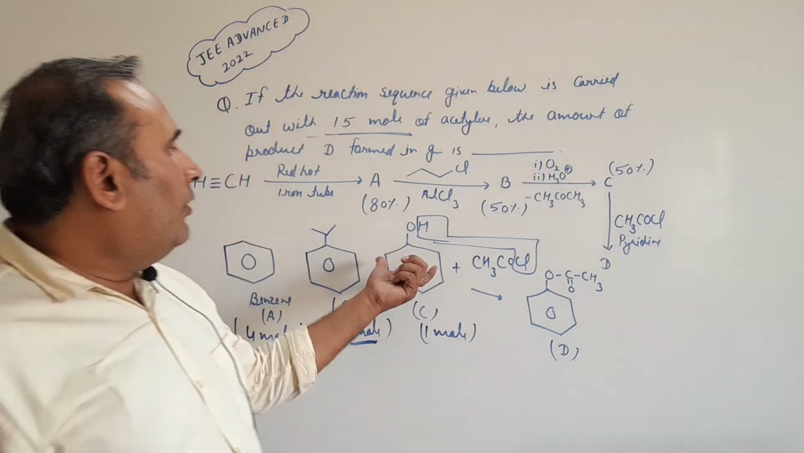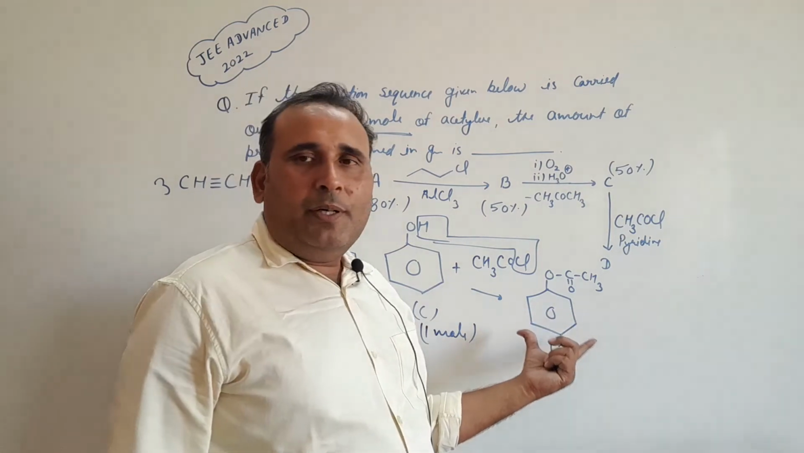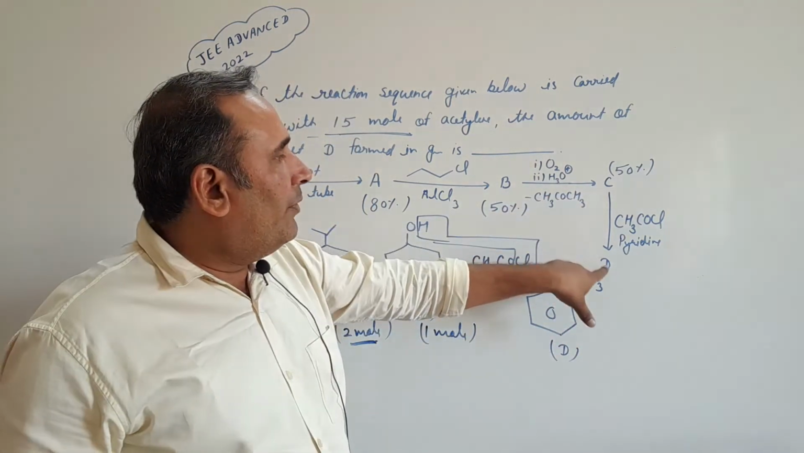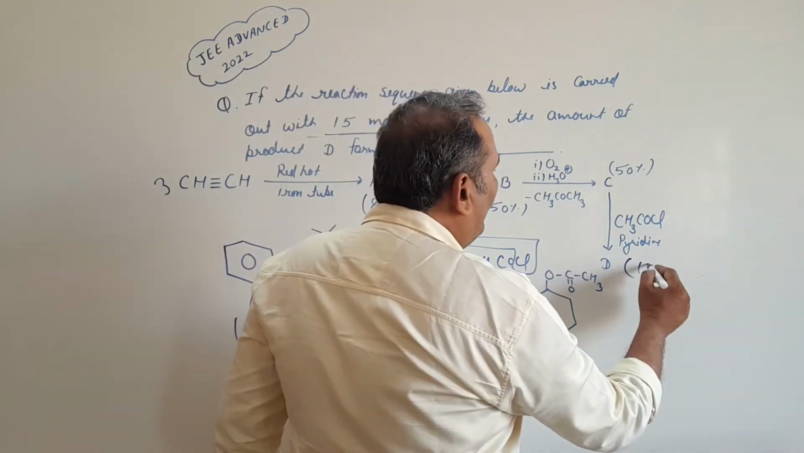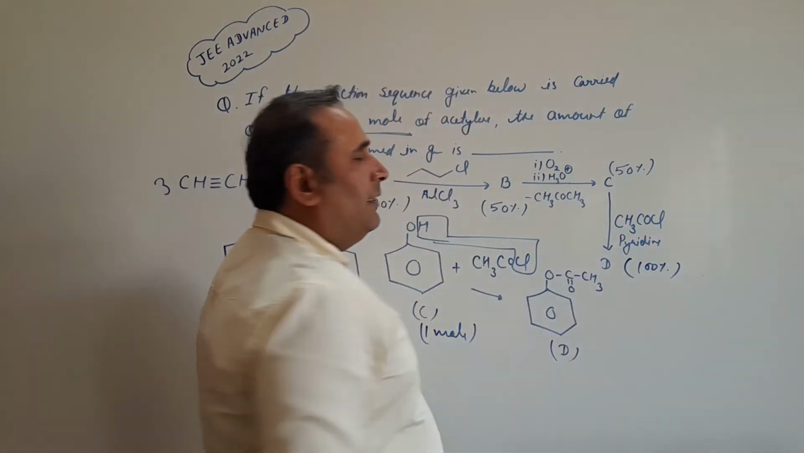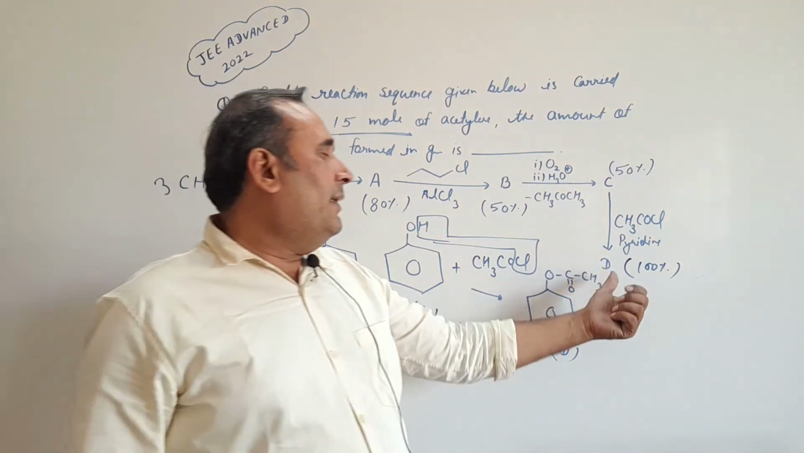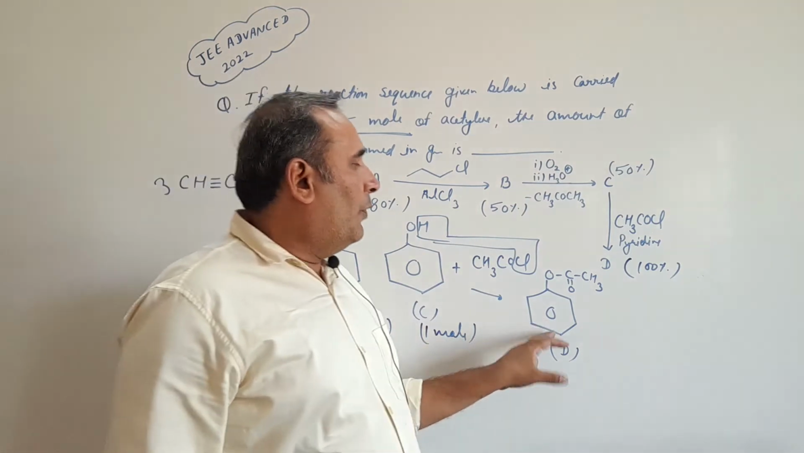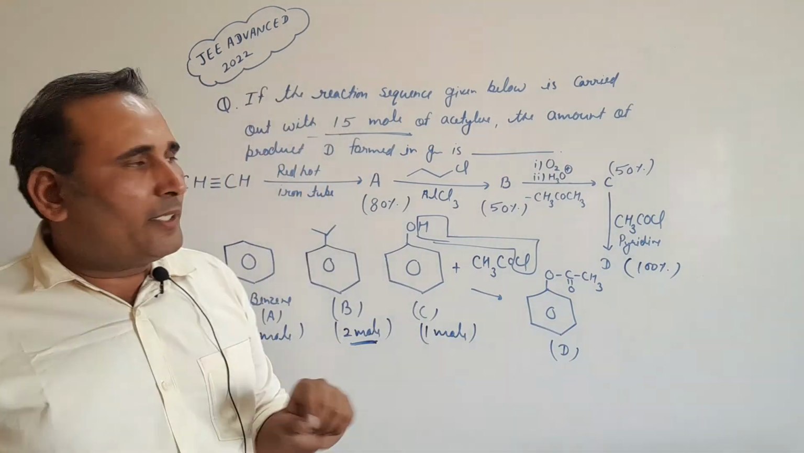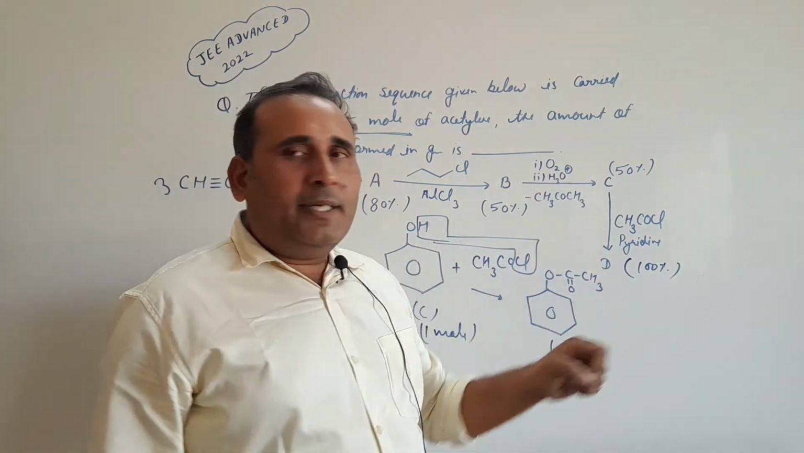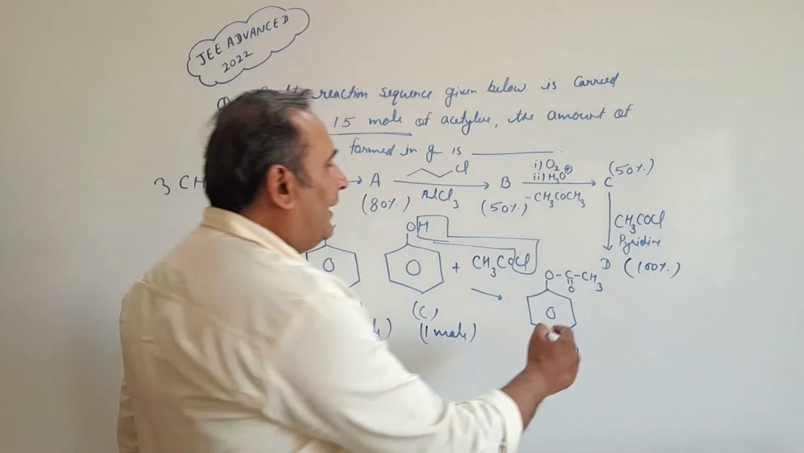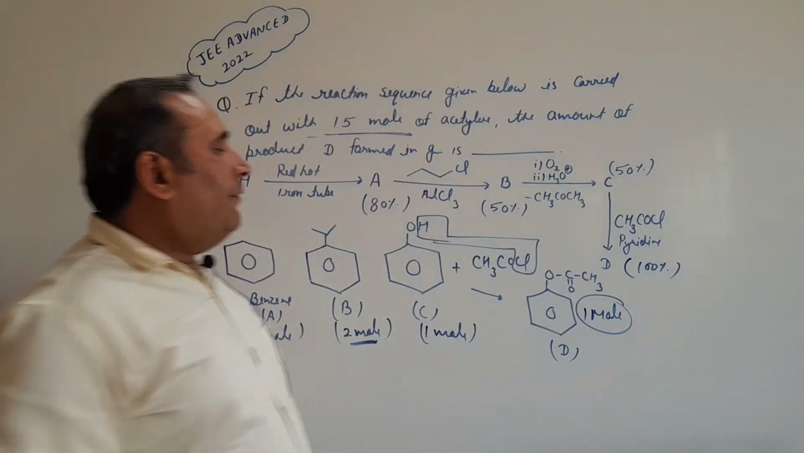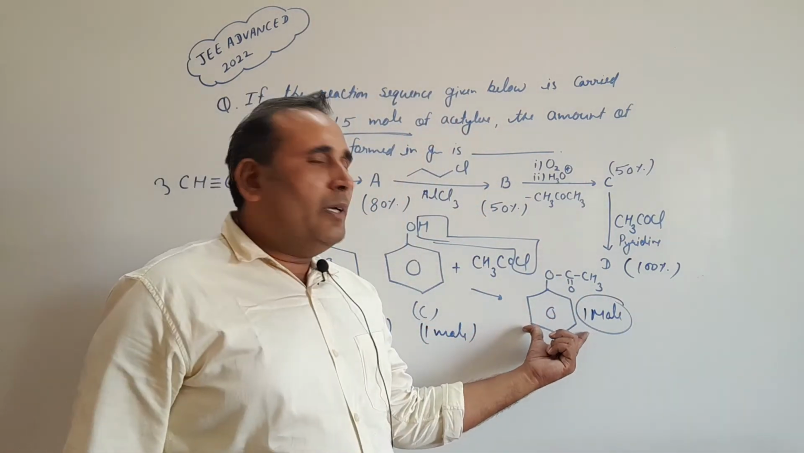Now 1 mole of phenol is capable of forming 1 mole of the acetylated product, and for D the yield is 100%, as given in the question. So 1 mole of phenol forms 1 mole of the acetylated product, and it means we will get 1 mole of this product. We have to find out the mass of 1 mole of this product.